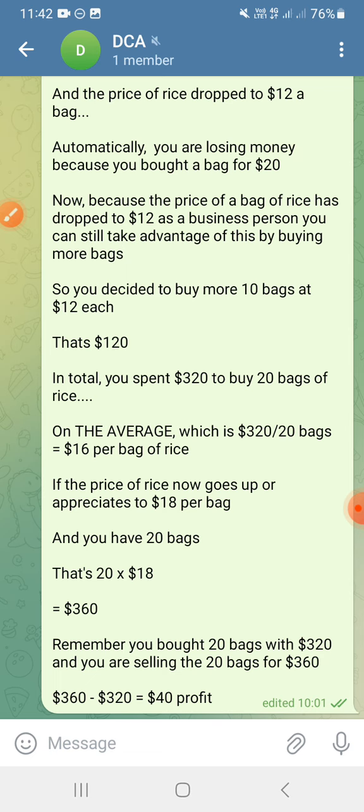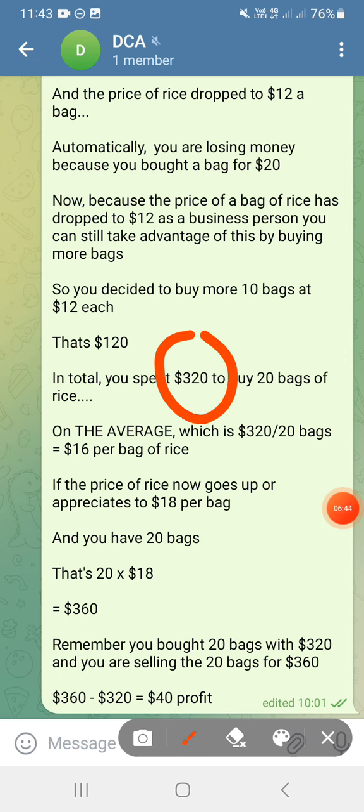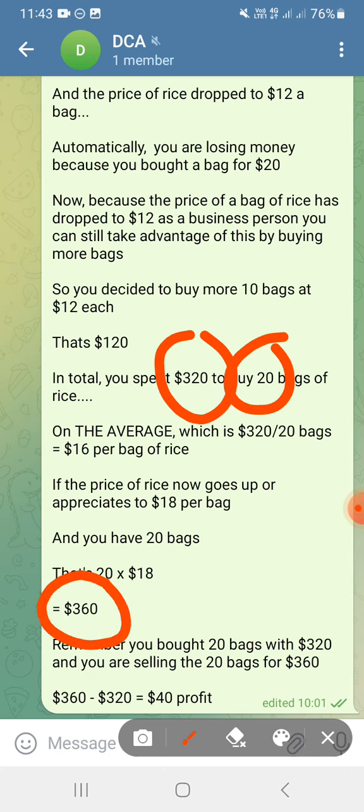Now you want to sell at $18. It's not even up to the $20, but because of the effect of the dollar cost average, you still make profit. So you now sold your 20 bags of rice at the rate of $18 per bag, which gives you $360. When you subtract the total cost you used in buying the 20 bags of rice, which is $320, from $360, which is the amount you sold your 20 bags of rice for, you will get $40 profit. That is the magic of dollar cost average.